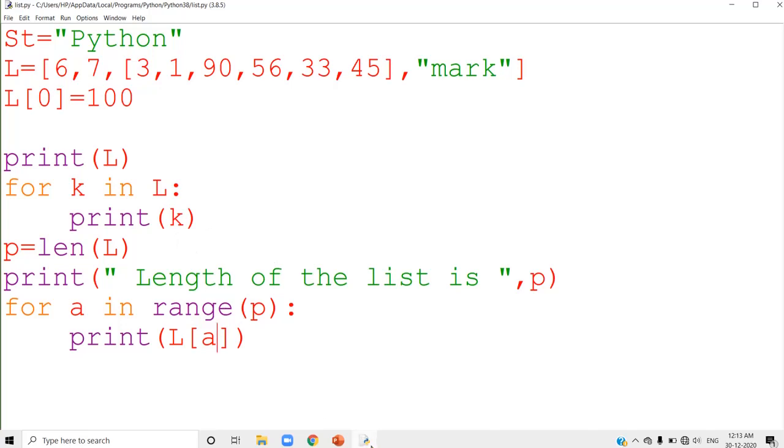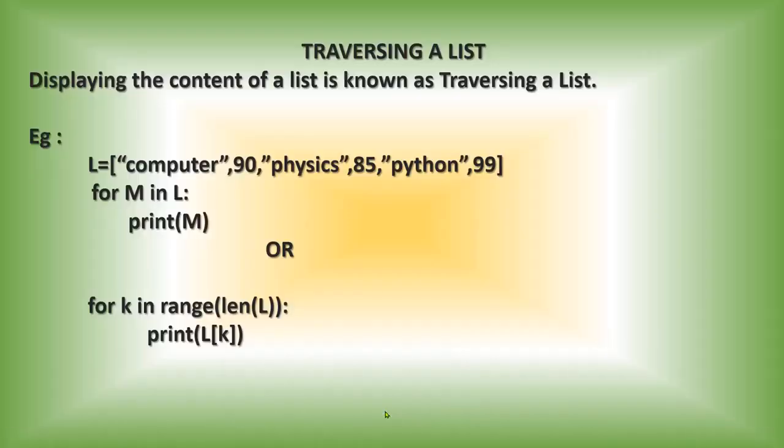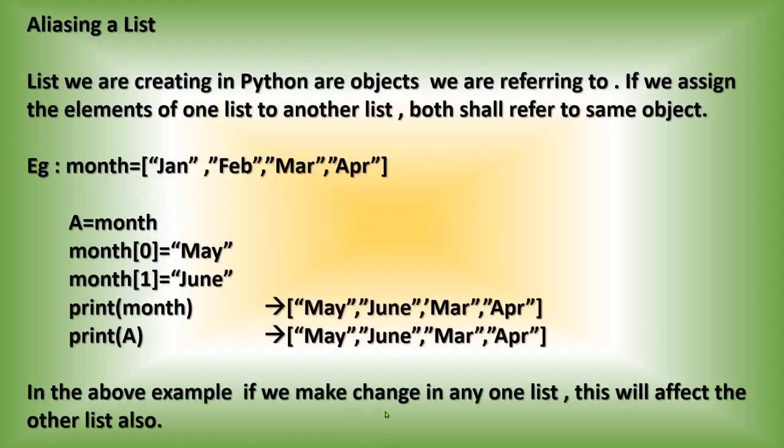So these are the two different ways you can display the list, or you can traverse a list. List elements can be traversed. And next is aliasing a list. Aliasing means giving an alternative name for an existing list. Giving an alternative name for an existing list is known as aliasing a list. See, one example is written over there. Month is a list, and I'm just writing A equal to month.